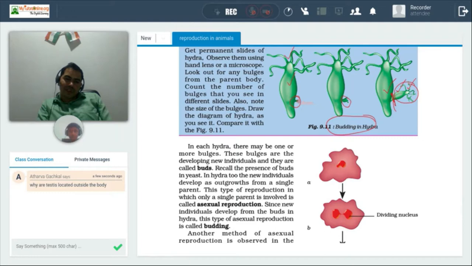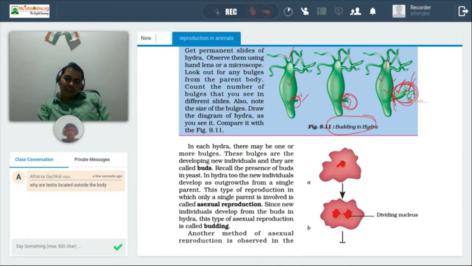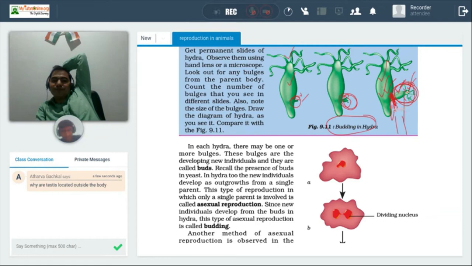And then this bud grows in size this way. Then the growth happens more, and it appears like the parent one. You cannot differentiate between this hydra and this hydra. This one is small, this one is big. After it has grown up to a certain size, it will break off from the parent body. Once it breaks off, a new hydra arises, and that will grow again. Then after that, a new bud will come. Like that, the process goes on. This is budding in the hydra.